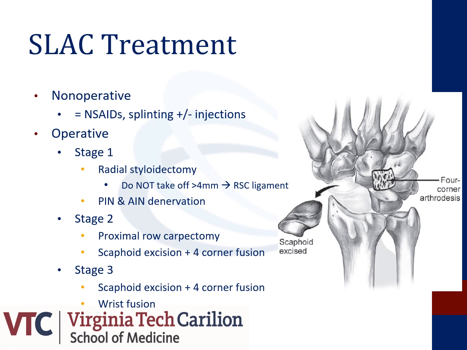If it's stage 2, meaning that it has not only involved the radial styloid, but the entire radioscaphoid articulation, you can do a proximal row carpectomy or a scaphoid excision and a 4-corner fusion. For a stage 3, you can consider a scaphoid excision and a 4-corner fusion or a wrist fusion. You can't do the proximal row carpectomy because the proximal aspect of the capitate has been compromised.